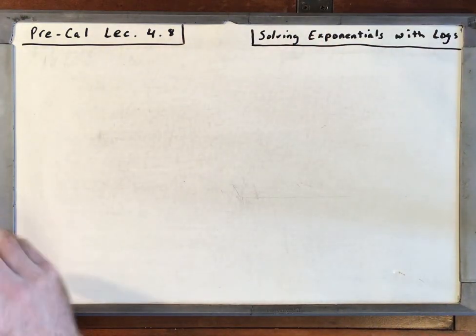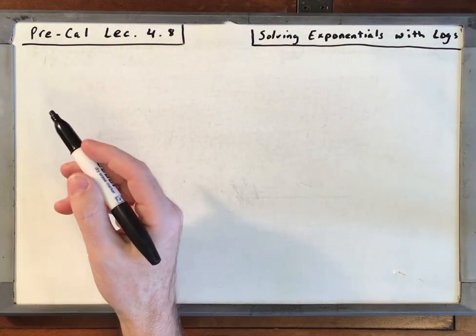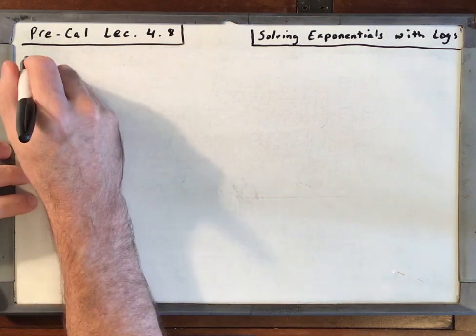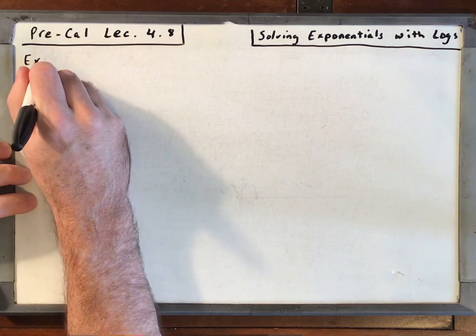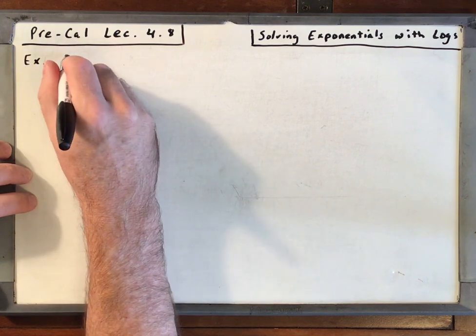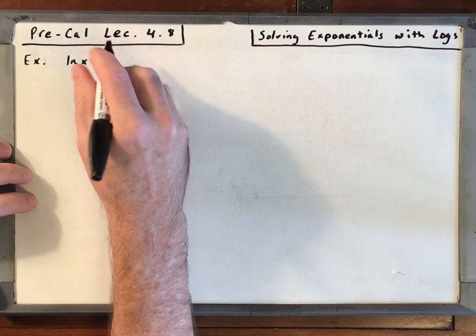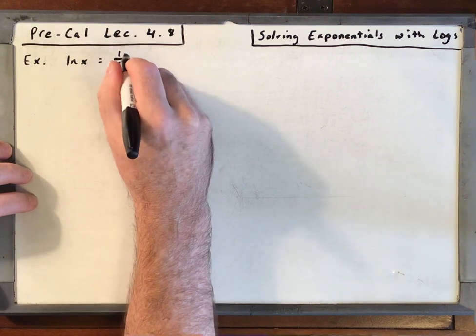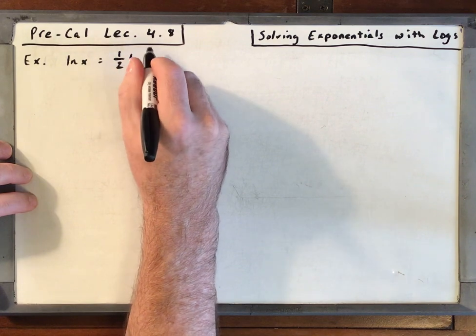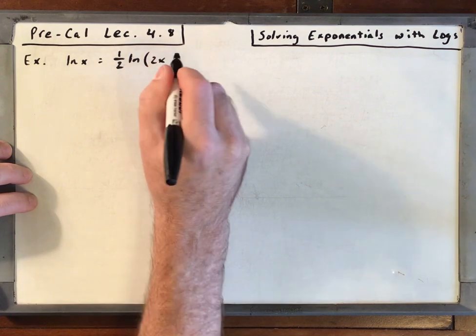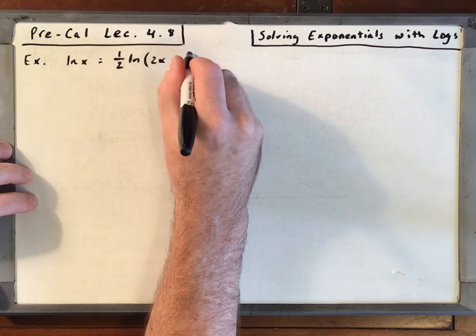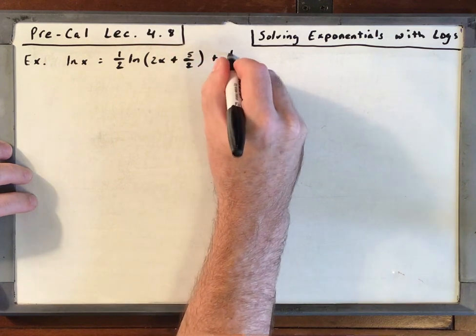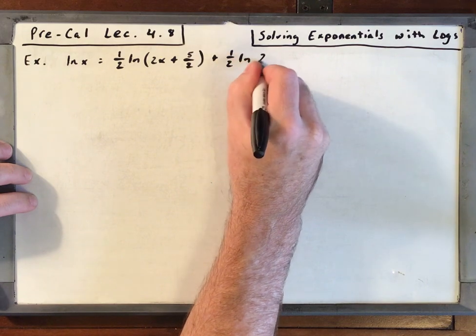So last one, you do need quite a bit of room for this one. This problem is a little bit more intense than any of your homework problems. So if you understand this one, you're in pretty good shape. We have natural log of x equals 1/2 natural log of (2x plus 5/2) plus 1/2 natural log of 2.